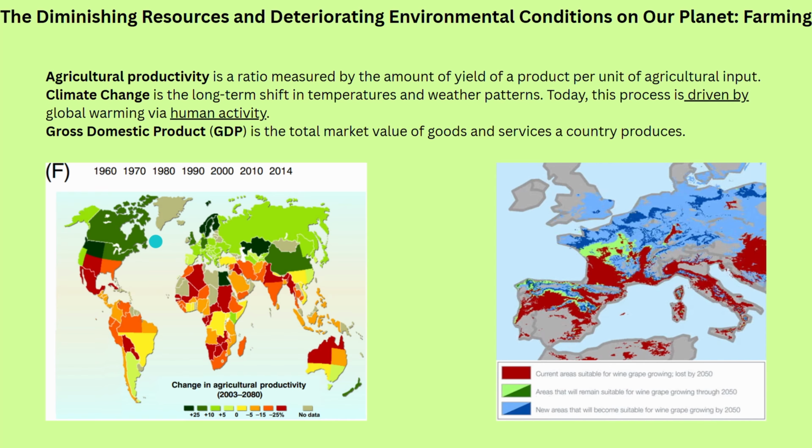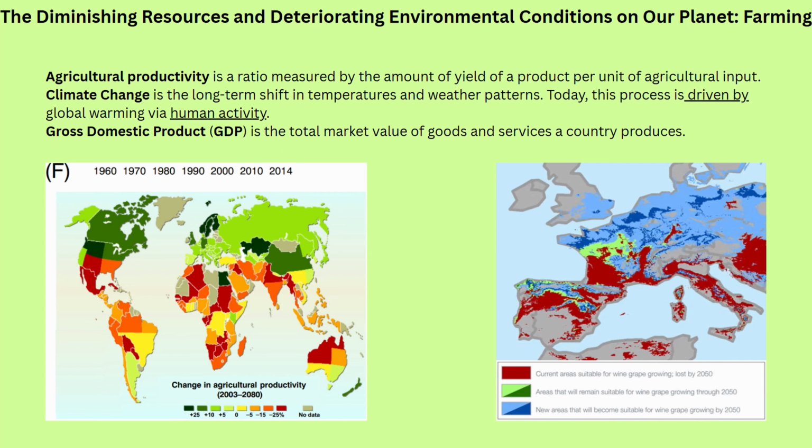This is because of climate change, which is the long-term shifts in temperatures and weather patterns. Today, this process is driven by global warming via human activity. This is causing all climates to become hotter in general. In a very specific case, this figure is showing the areas where wine grapes are currently being grown and how they will shift in the coming years.